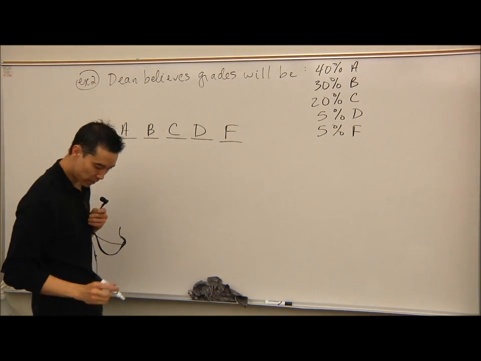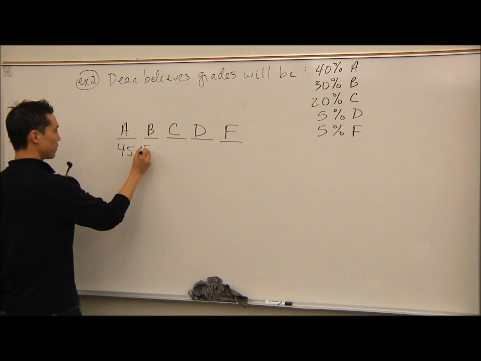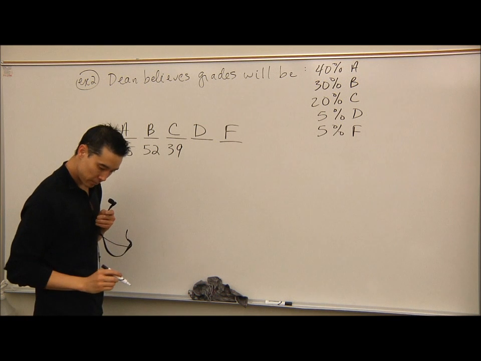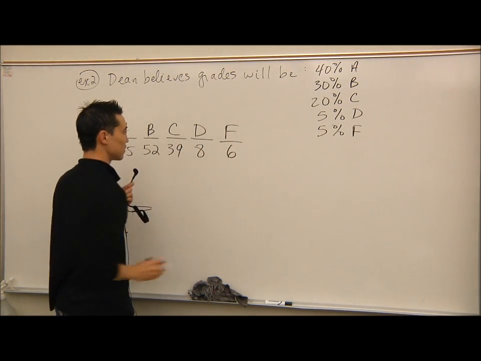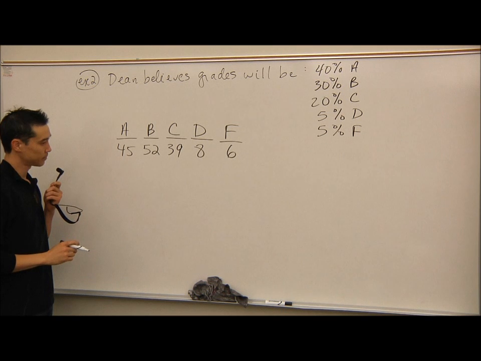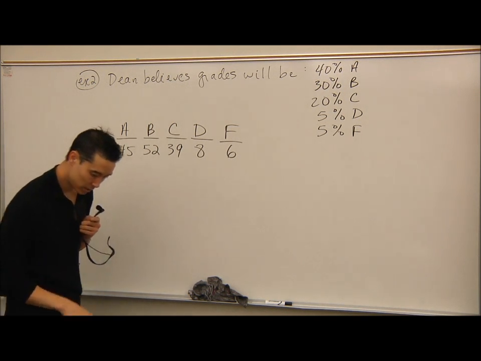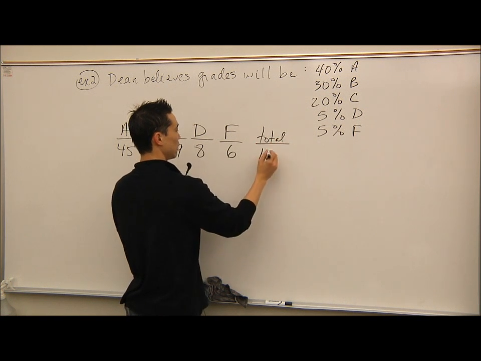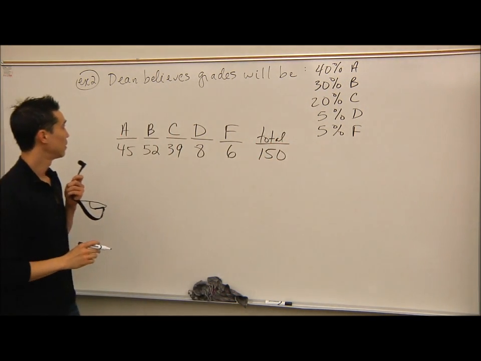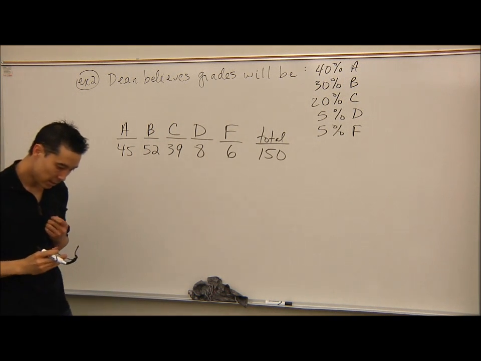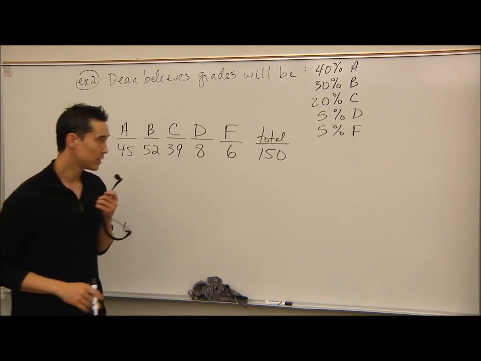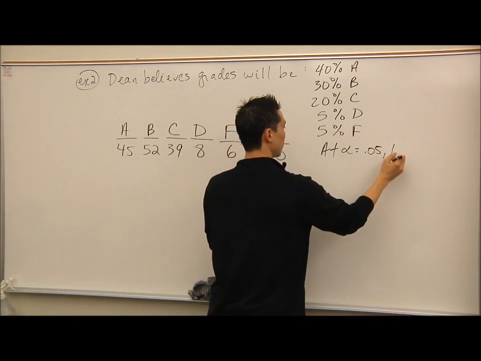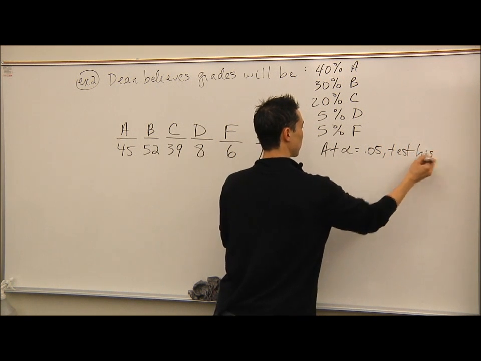So we had 45 A's, we had 52 B's, we had 39 C's, 8 D's, and 6 F's. Okay? And that's a total of 150 grades. Okay, great. And then it says, at alpha equals 0.05, test his claim.